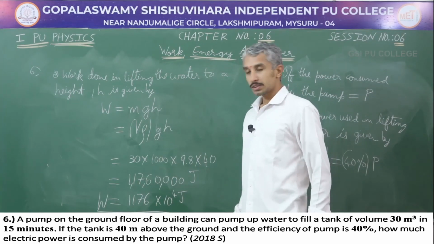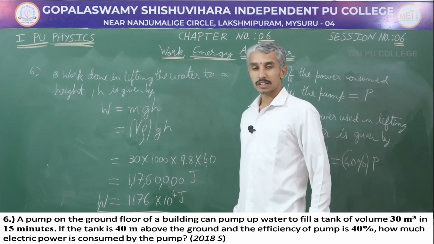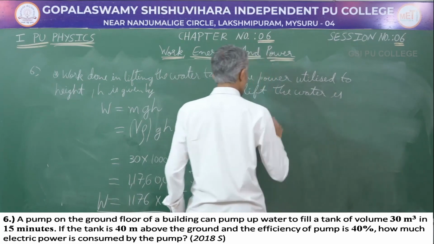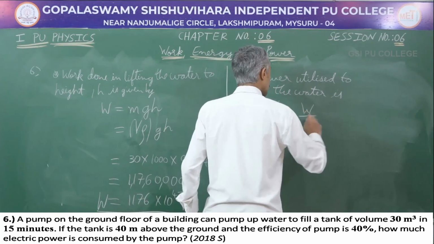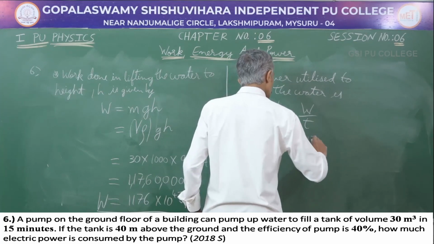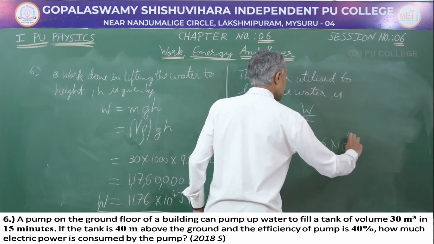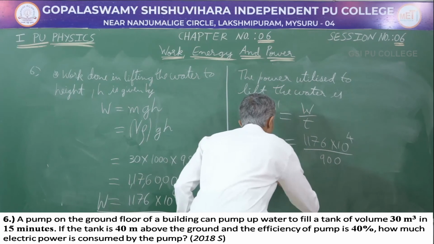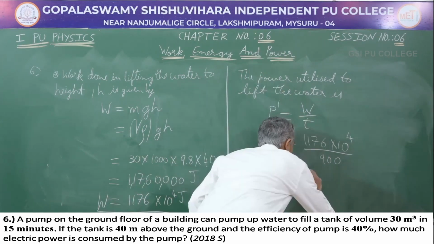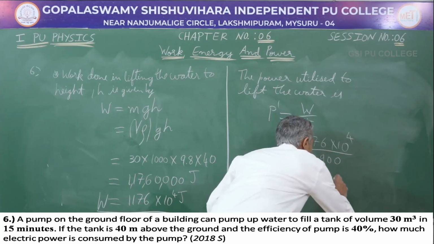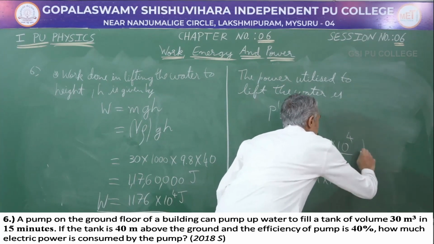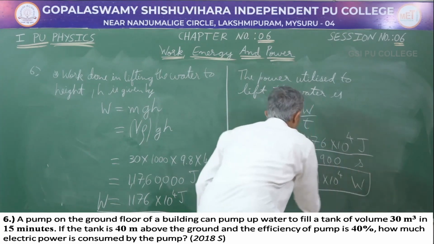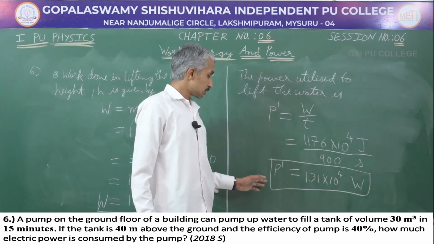We have calculated the work done. Now we will calculate the power, which is the rate of work done: work done divided by time. The power utilized to lift the water is P dash, which is work done divided by time taken. The work done is 1176 into 10 to the power of 4 joules divided by the time taken, which is 900 seconds. On simplification, I will get the answer as 1.31 into 10 to the power of 4 joule per second. Joule divided by second is nothing but watt. So this is the power utilized to lift the water.